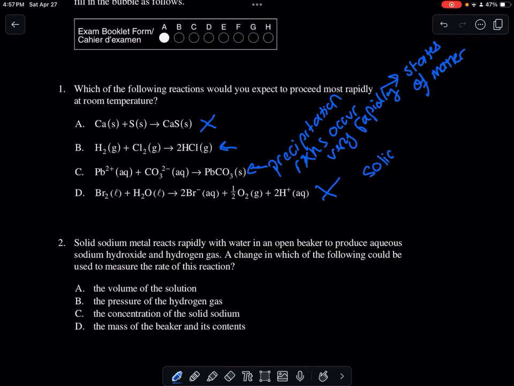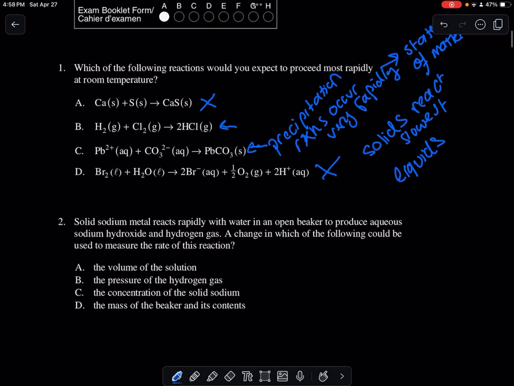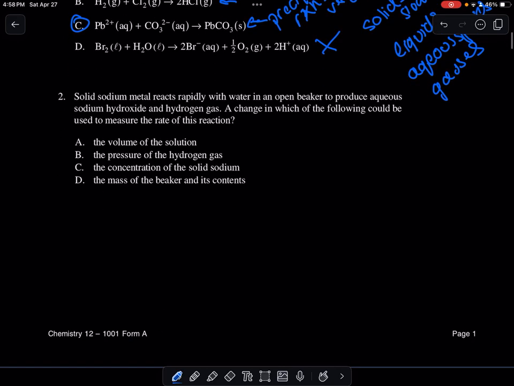So broadly speaking, solids react slowest, then liquids, so pure liquids, then aqueous species tend to react just a bit quicker than gases. So I'm going to go with option C here for the aqueous species.